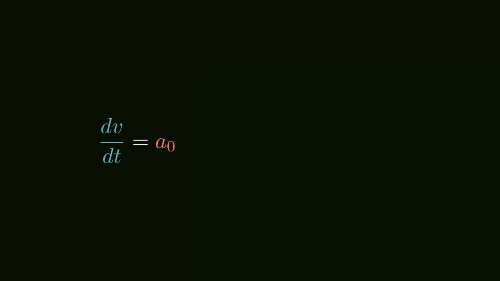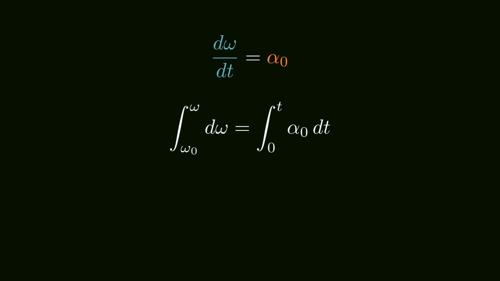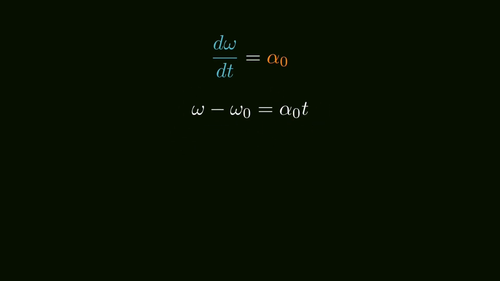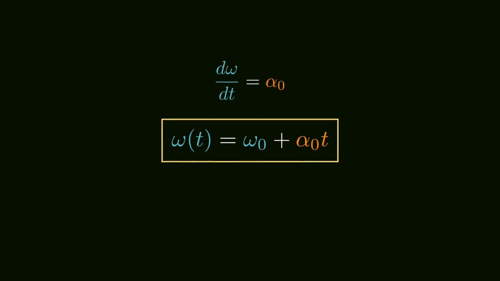Now for the fun part. Calculus doesn't care if you are dealing with meters or radians. An integral is just an integral. Let's assume our angular acceleration alpha naught is constant. By definition, angular acceleration is the derivative of the angular velocity. We integrate both sides with respect to time, evaluating from the initial state to our final state, which gives us our first equation of rotational kinematics. It's the exact same structure as our linear velocity formula, just with different variables.